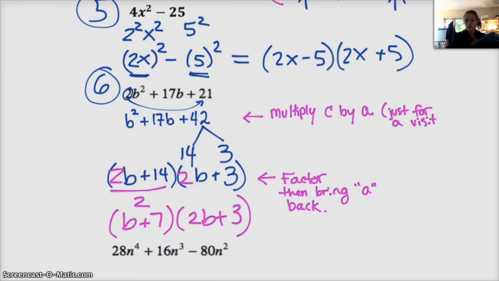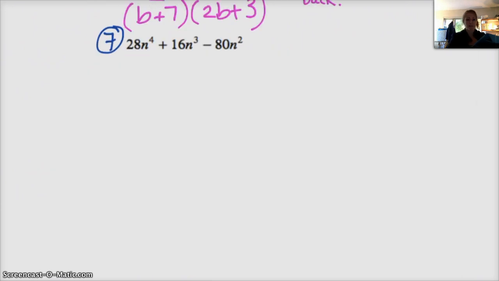And you can FOIL that out and make sure that that works. You've got 2b squared plus 3b plus 14b, so that's 17b. Good there. And then the last term is 21. Yay! And then it's factored. And that's your answer. All right, this last problem is going to be a combination of different strategies.